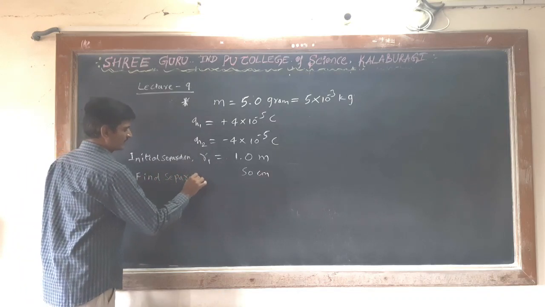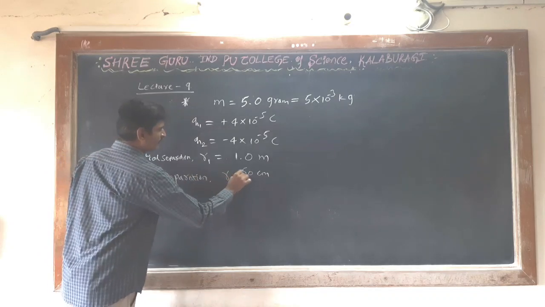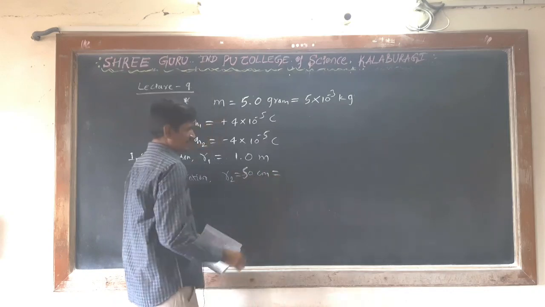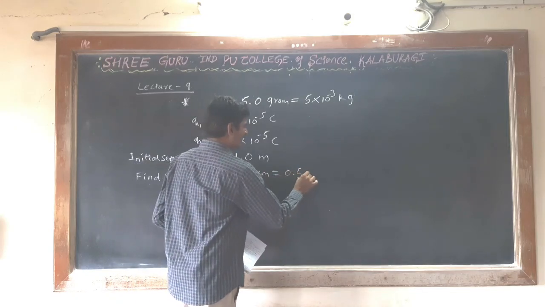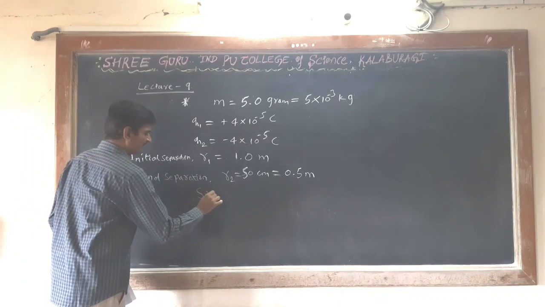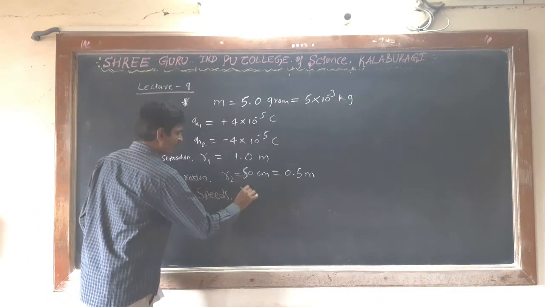Final separation R2 is equal to 50 centimeter. This 50 centimeter can be written as 0.5 meter. And find the speeds of the particles. Speeds, that is, velocity we have to find.